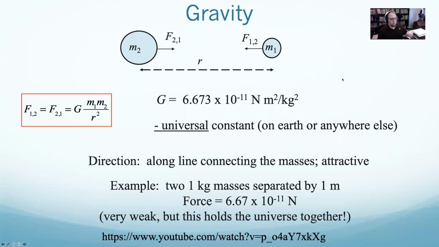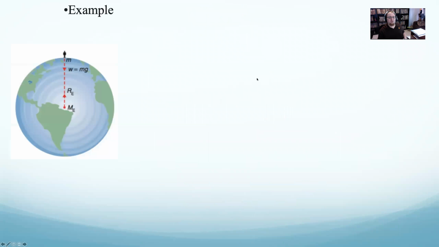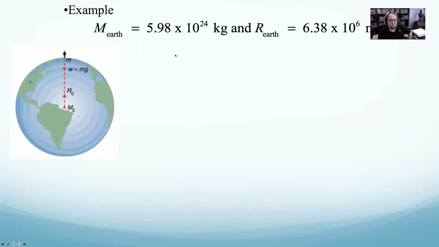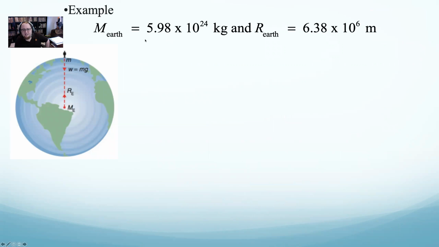Now, if you want gravity between you and the planet, when you talk about gravity between two things, you normally go from the center of one thing to the center of the other. So if you want to find the force of gravity between you and the Earth, we'll measure from the center of the Earth to the center of you. But you are much smaller than the Earth. So the distance from the center of Earth to the center of you is approximately the radius of the Earth, which is 6.38 times 10 to the 6 meters.